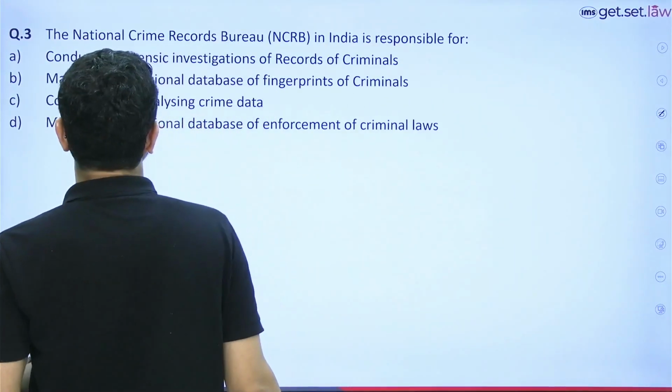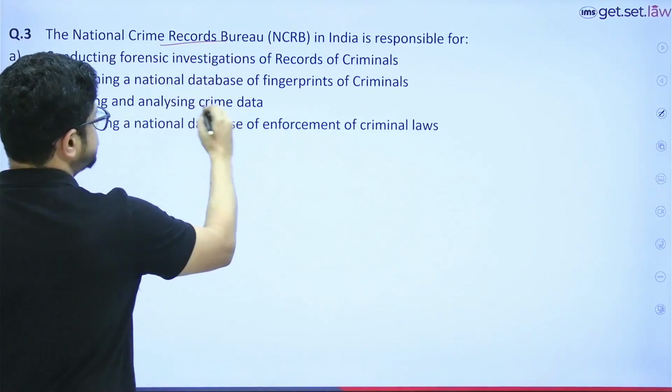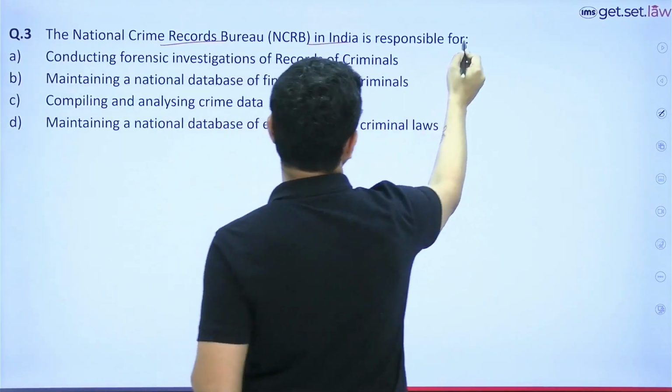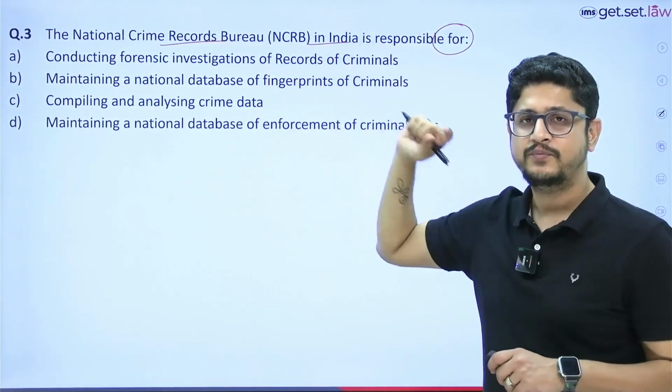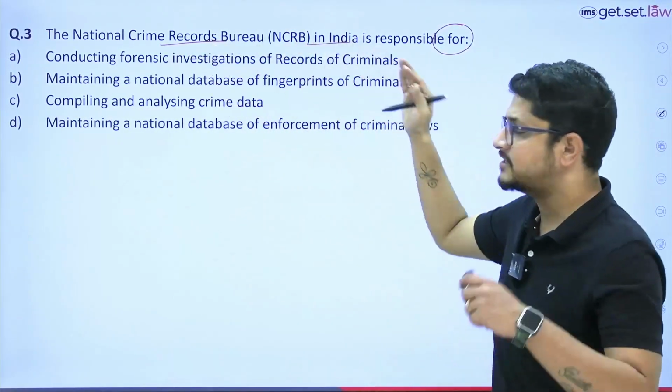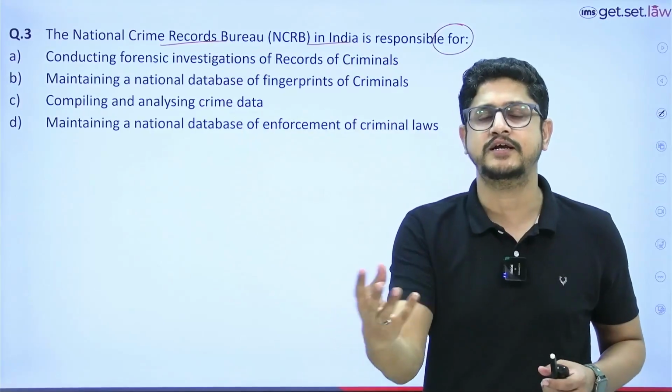Chalo. The National Crime Record Bureau, NCRB in India, is responsible for, as you have seen in the first paragraph, where this National Crime Records, what is their main aim, brother? Generating reports. How will the reports be?